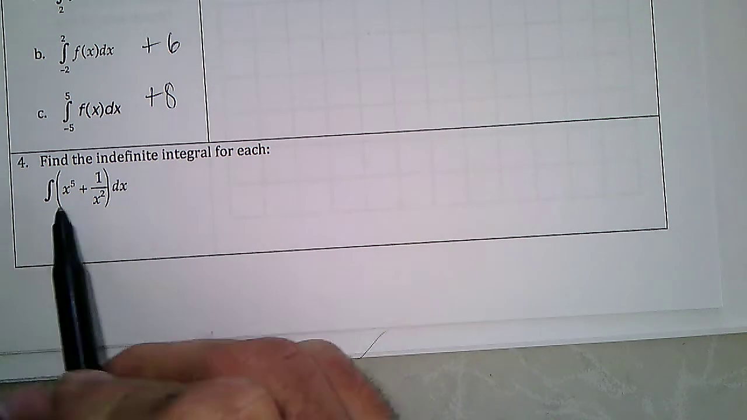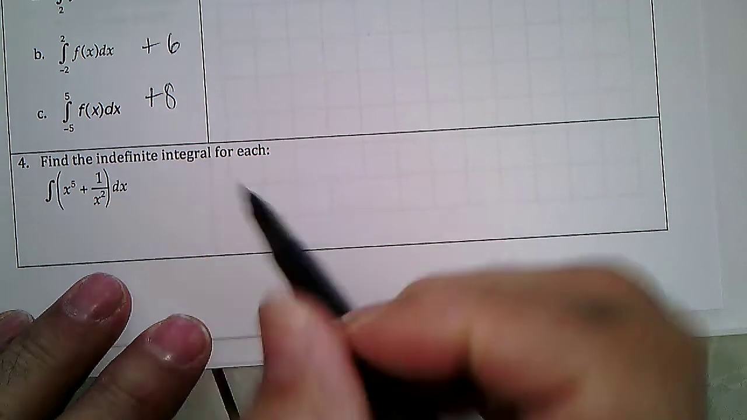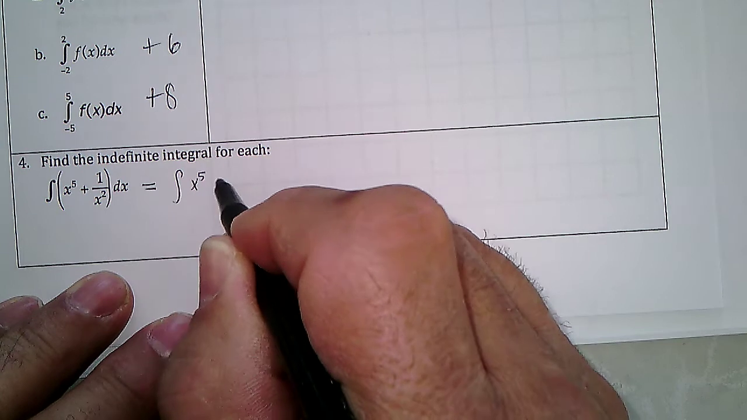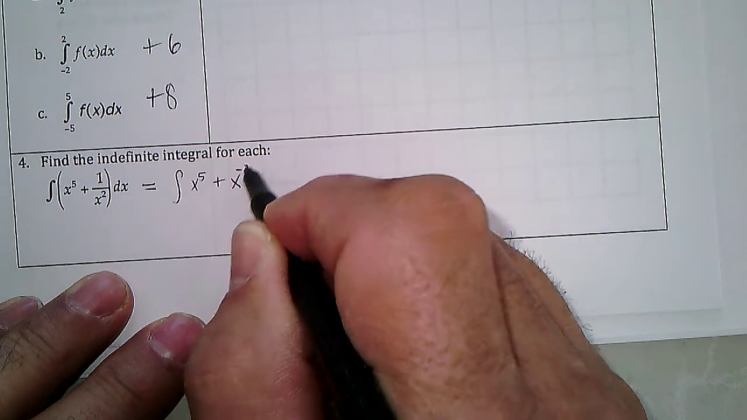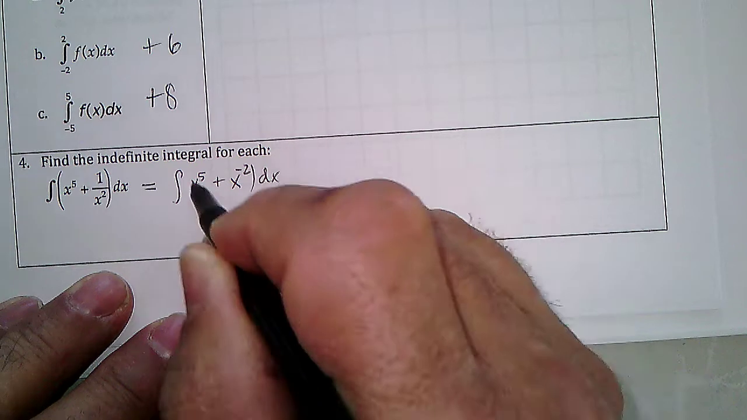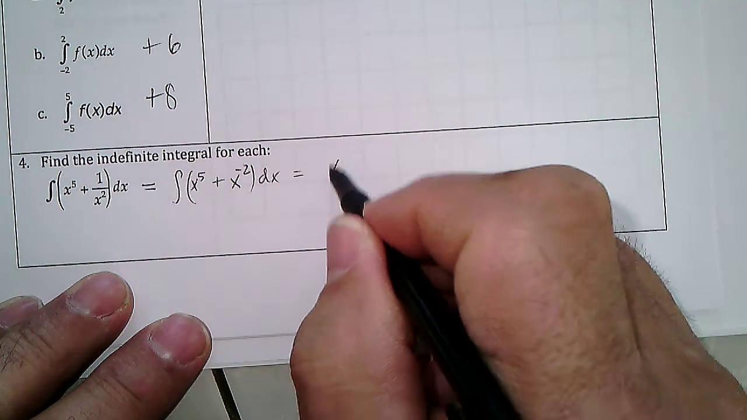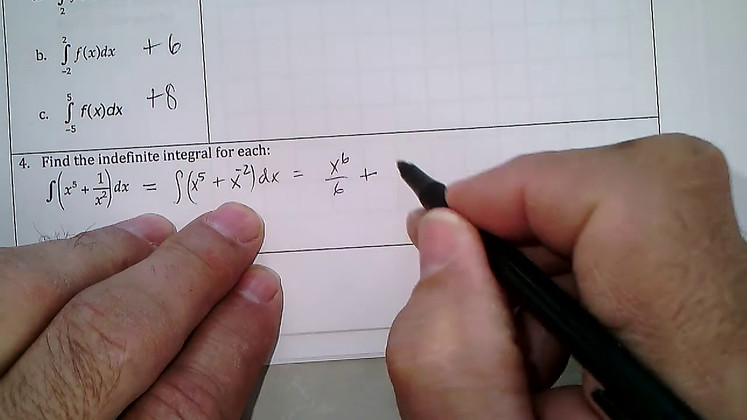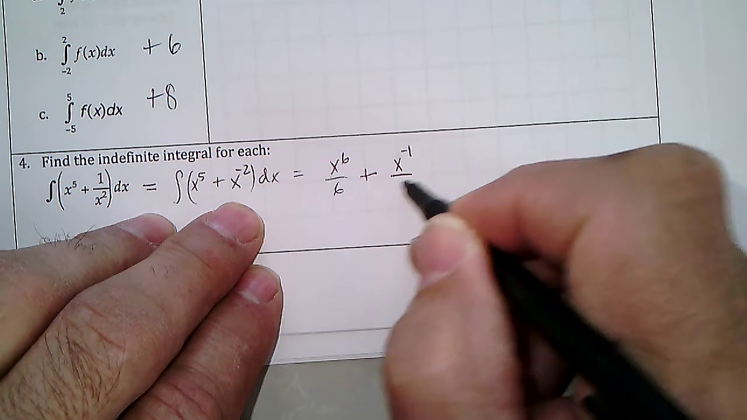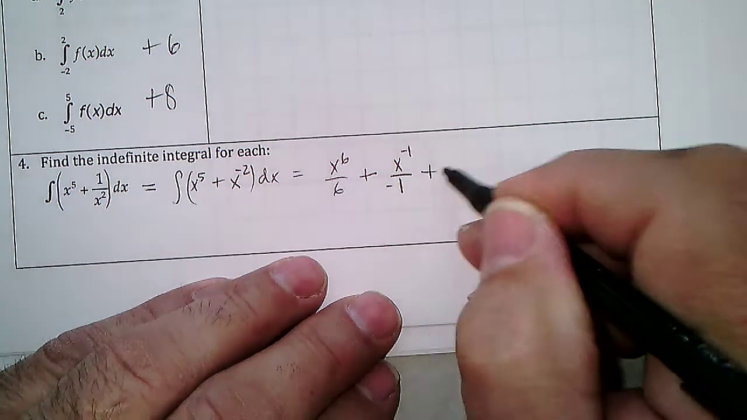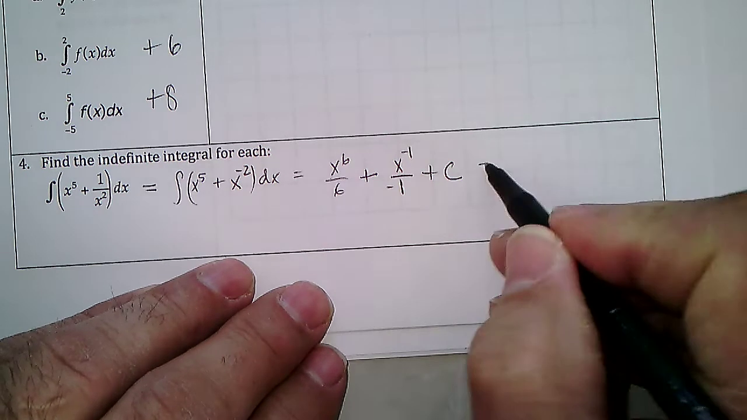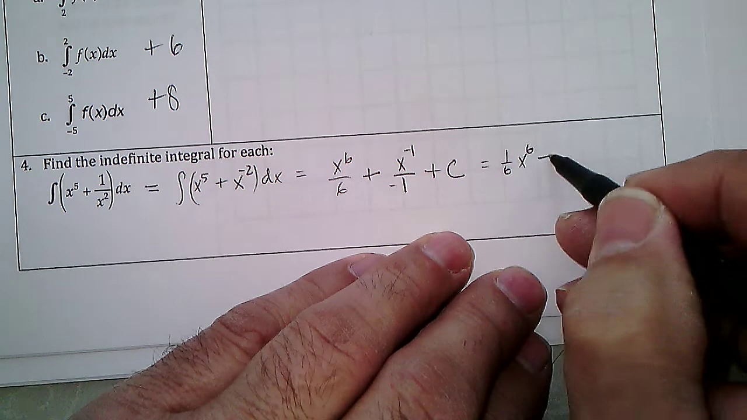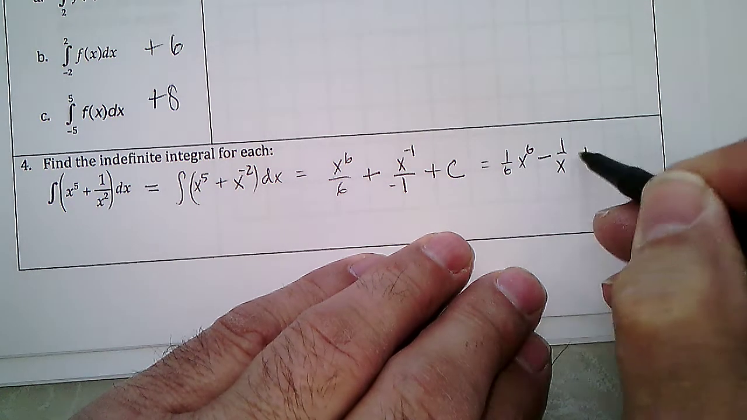Okay. Find the indefinite integral here. So this is a fairly simple one. This would be the integral of x to the 5th plus x to the -2 dx. And using the power rule, this becomes x to the 6th over 6. And doing this one, adding 1 to -2 is -1, x to the -1 over -1 plus c. Rewritten, that's 1/6 x to the 6th minus 1 over x plus c.